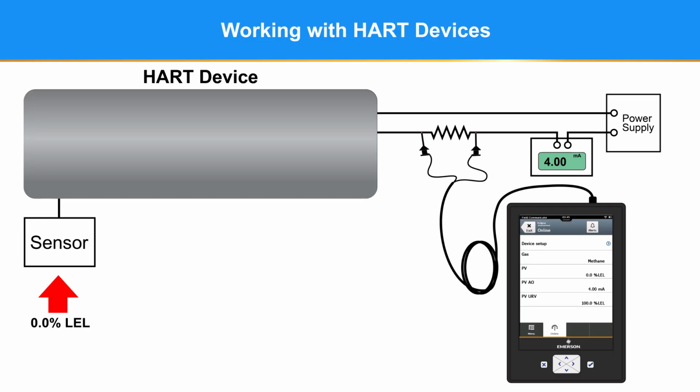Now, let's look at working with HART devices. Here is a diagram of a HART device and a 4 to 20 milliamp loop.